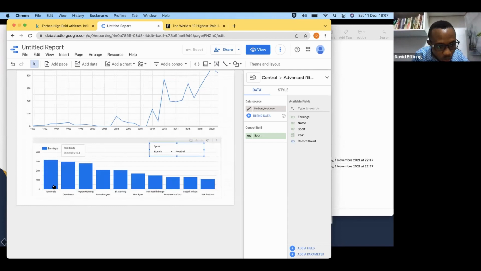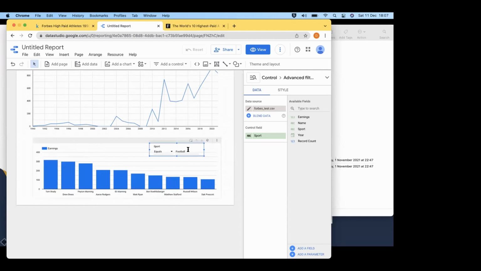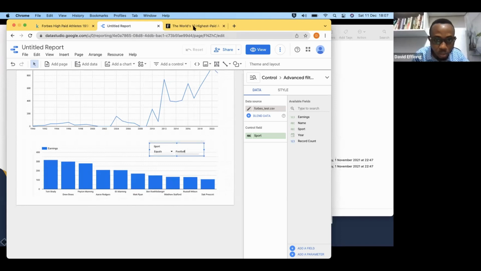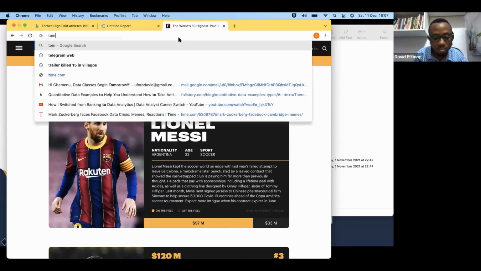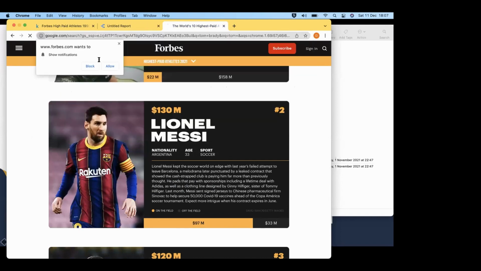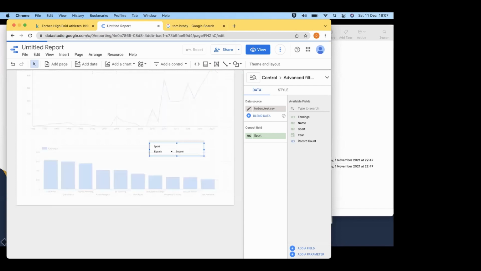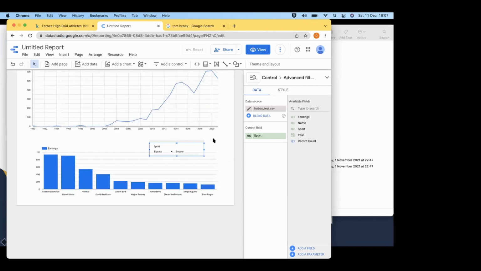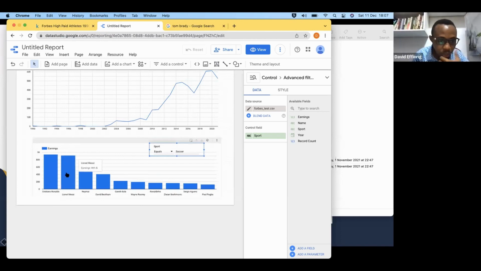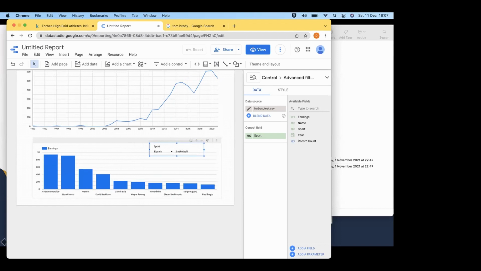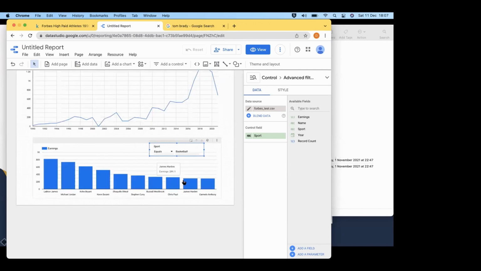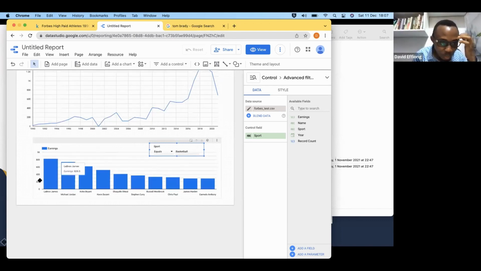Is there somebody called Tom Brady as a footballer? No idea. This is American football, I think. Let's search soccer. Okay, it's American football, true. Oh, so we have Cristiano Ronaldo and Messi all time. Cristiano Ronaldo tops Messi. So let's see basketball. LeBron James tops Michael Jordan.